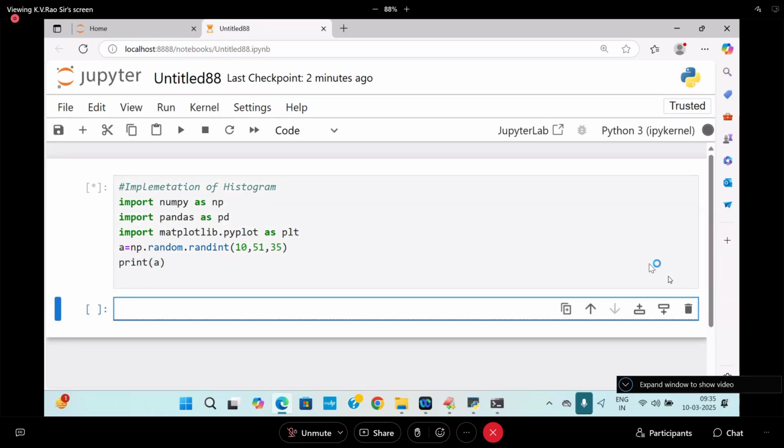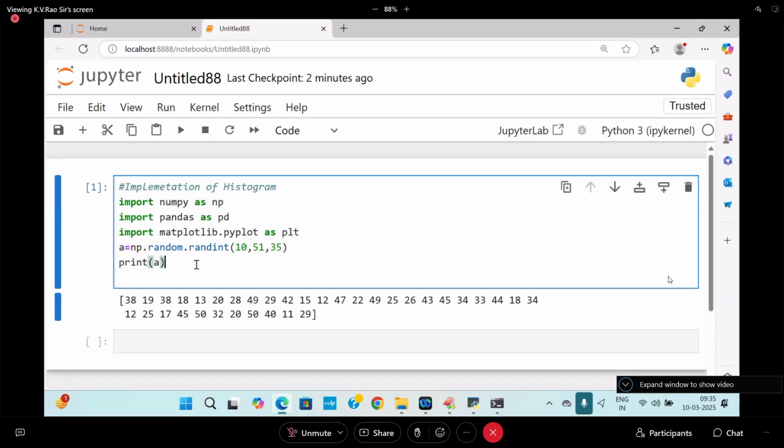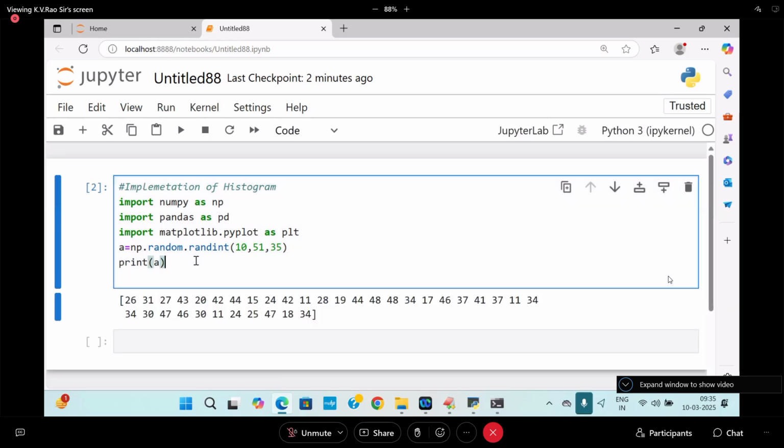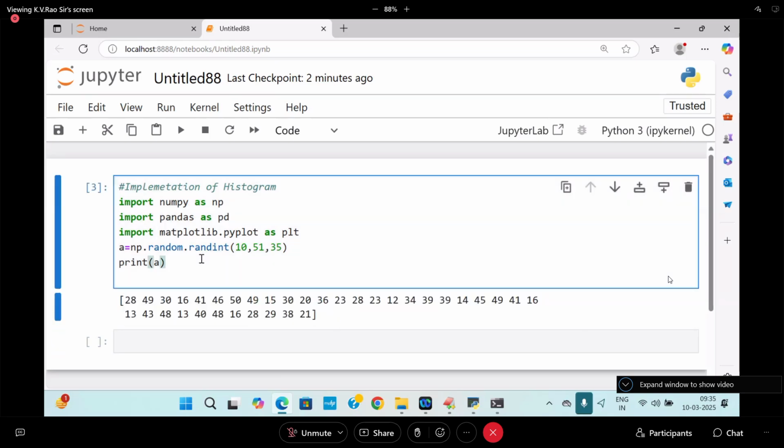A lot of data will be coming. This is my data which is coming. Again, if I run it, you'll be getting some other values here. There is no rule that you need to get the same data. Are you following? Right. That part is clear.